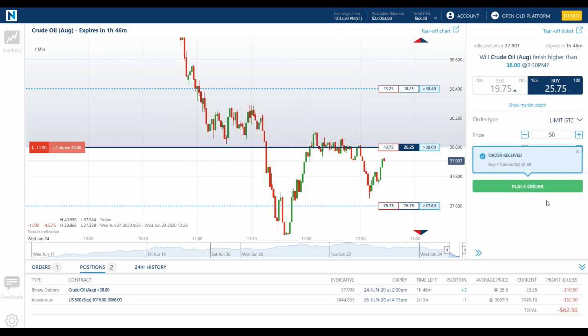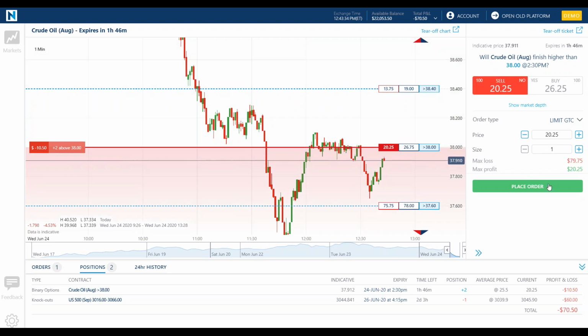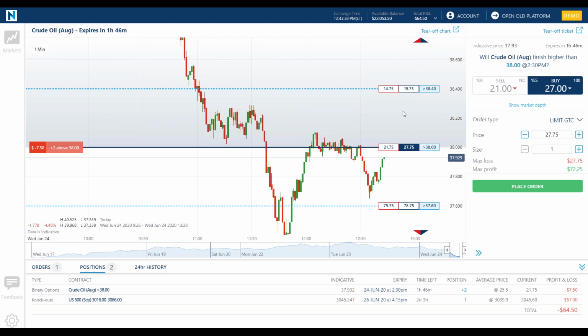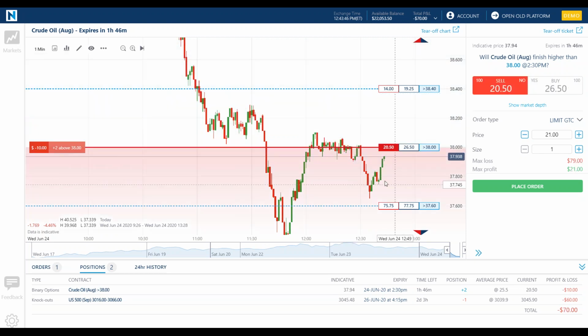Oh, I actually just did that again, didn't I? It was on buy. I wanted to be on sell. And that's why we actually have the red and the blue. Notice that blue is where I need it to settle at expiration for it to be profitable. Red is where I would need it to be if I'm selling.